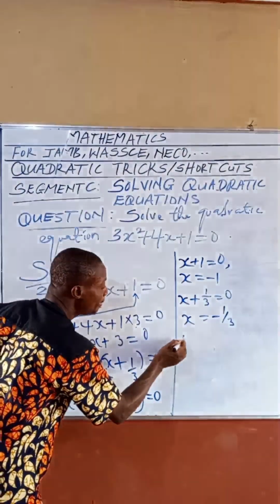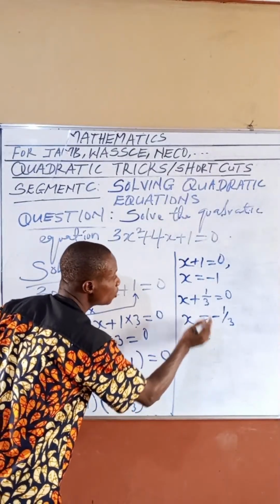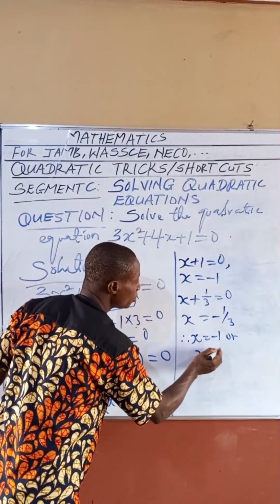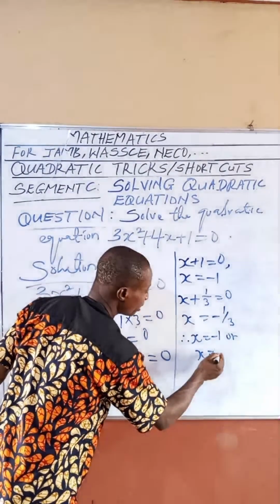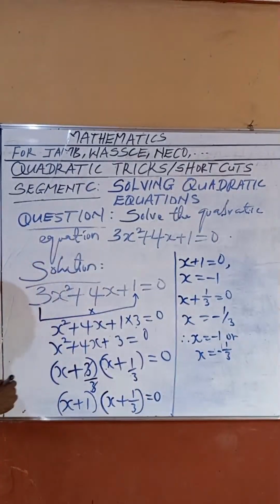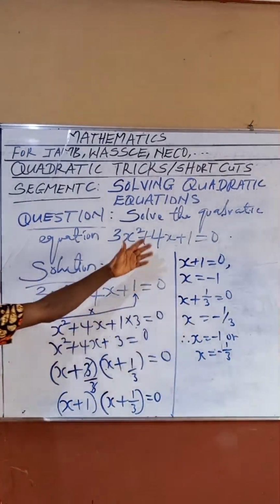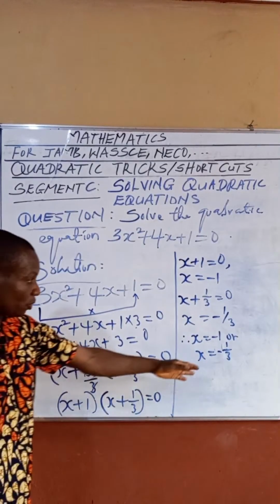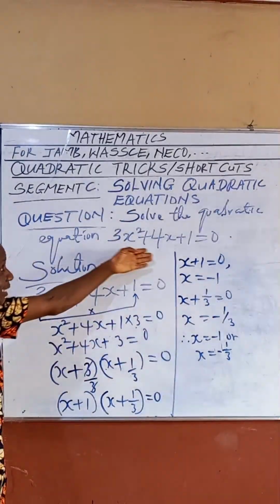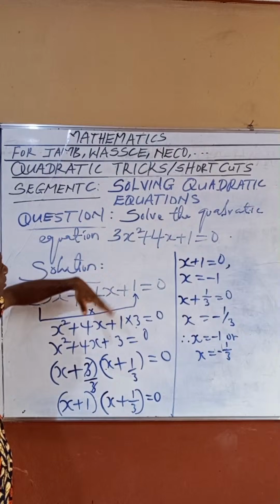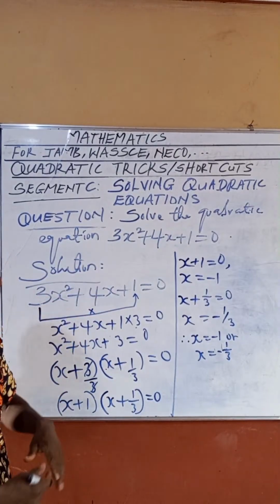It therefore means that x is equal to minus 1 or x is equal to minus 1 over 3. Yes, minus 1 over 3. These are the solutions of the equations, what you call the factors or the values of x that satisfy this equation. We have been able to get to the end of this segment C, right? Yes, something like this. You can go ahead and solve any one you want to solve.